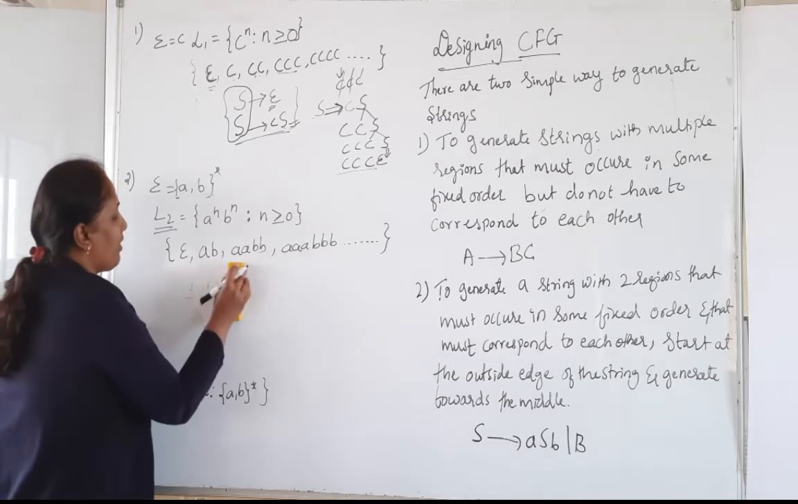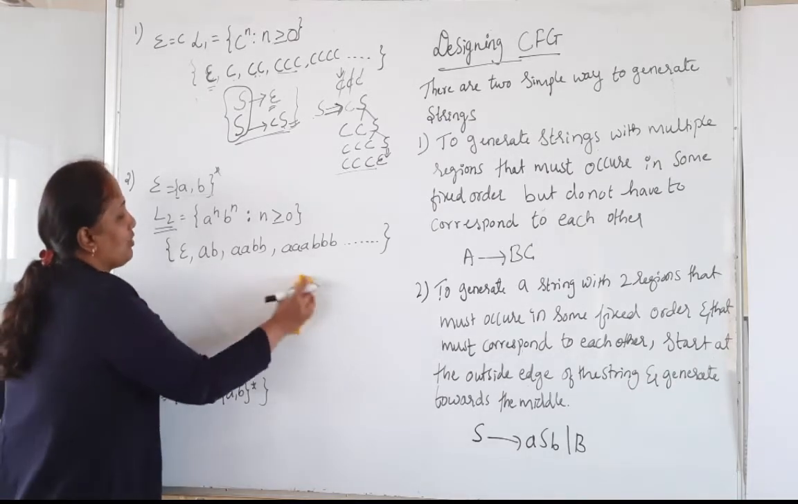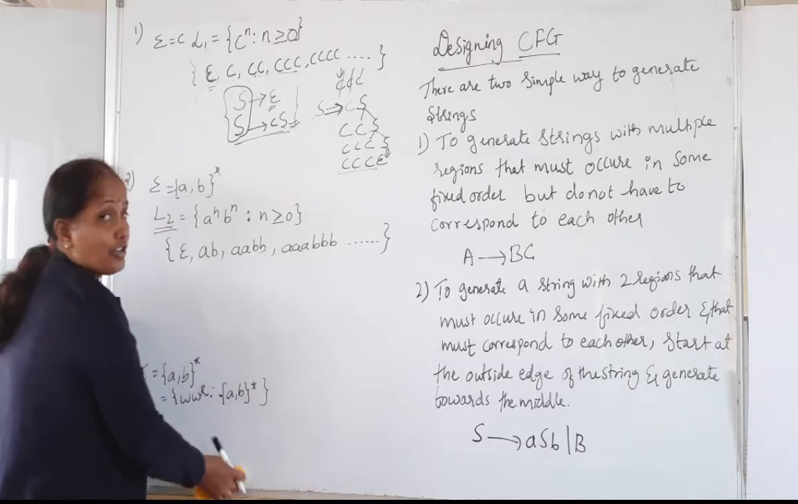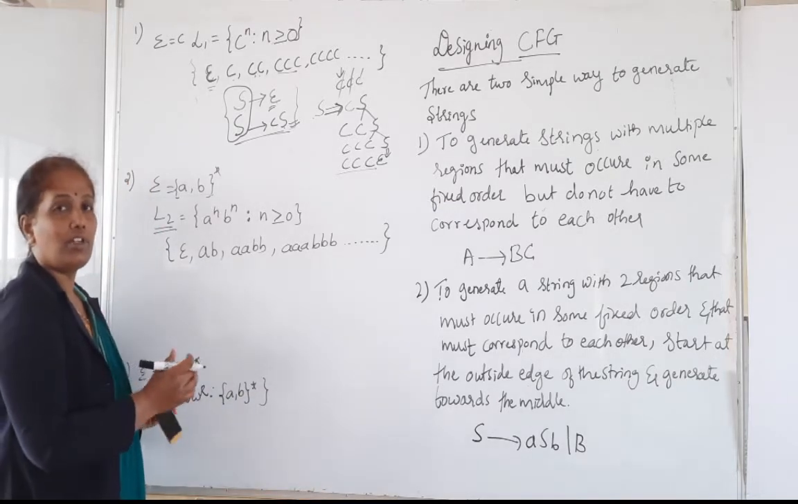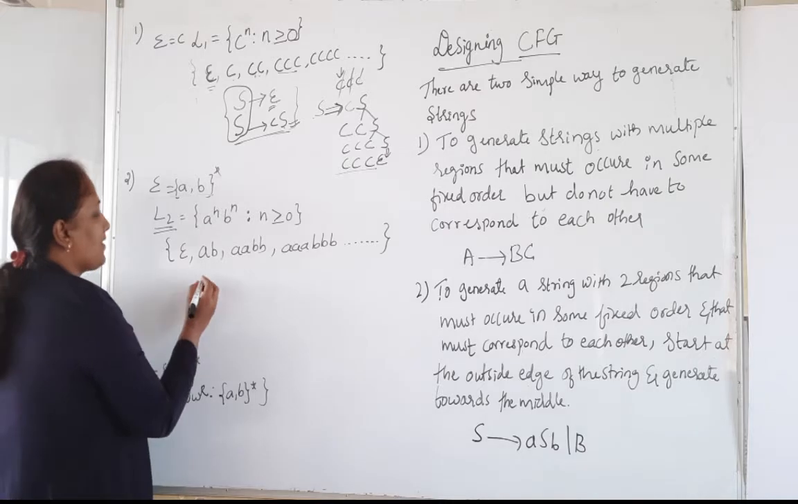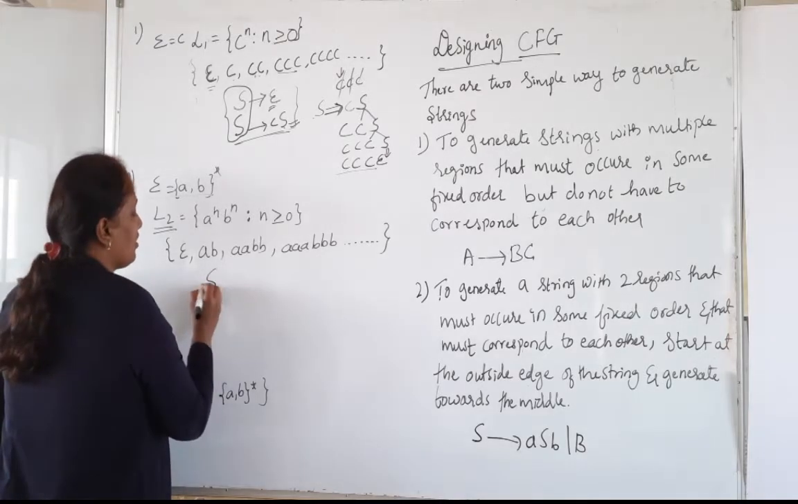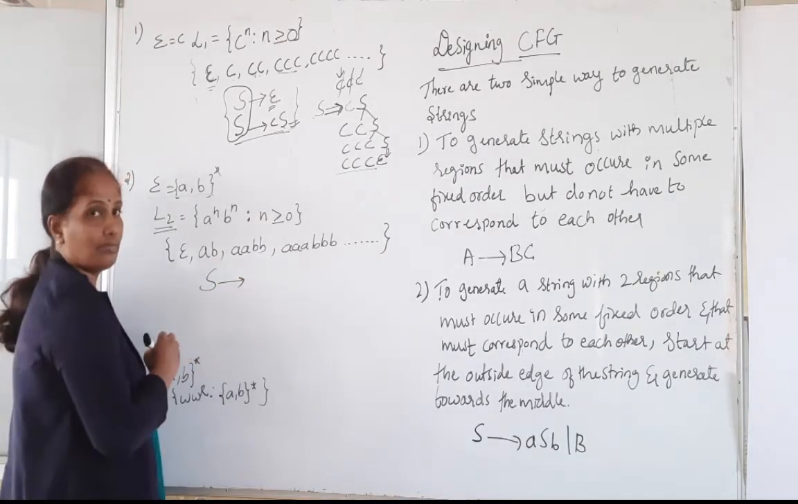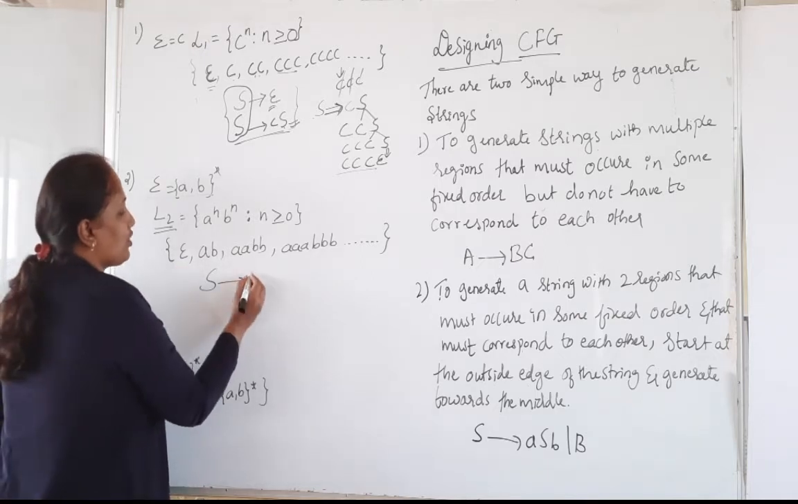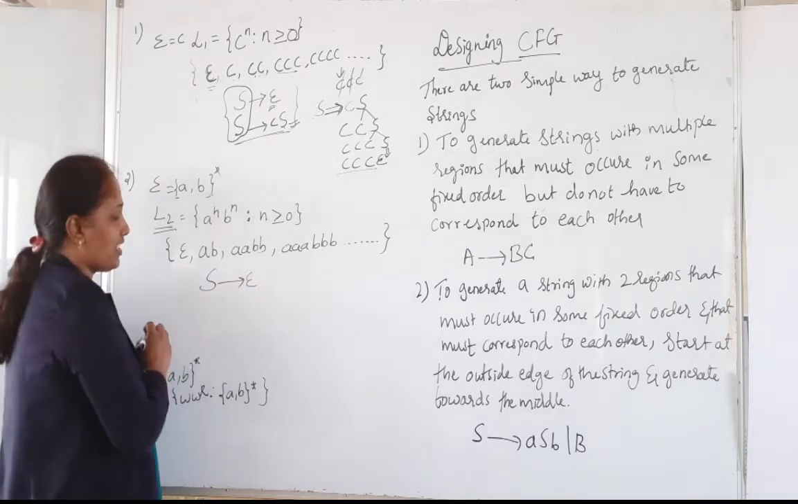So these are the valid strings in the language. I had defined the valid strings. What is the next step? I should write the regular grammar for this. Again I will start with the S only. S produces what should I write? See, epsilon is there, so first I define the epsilon for this S.